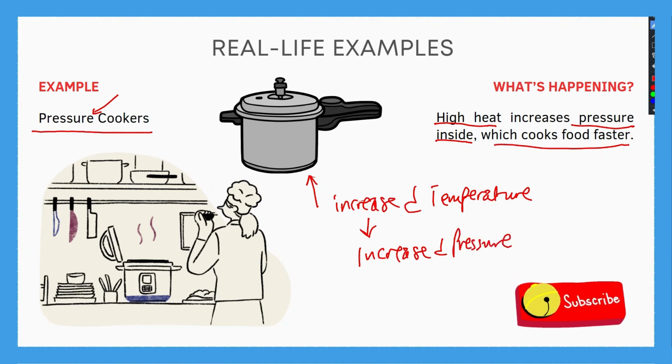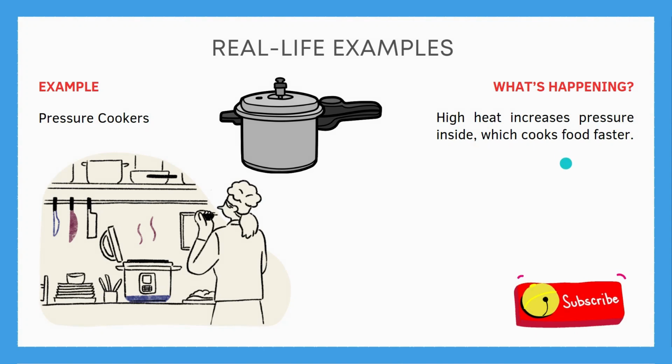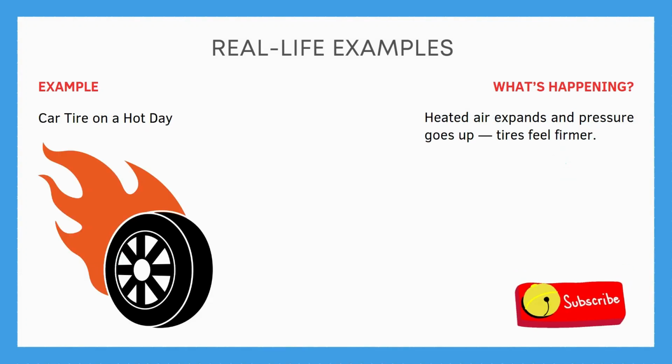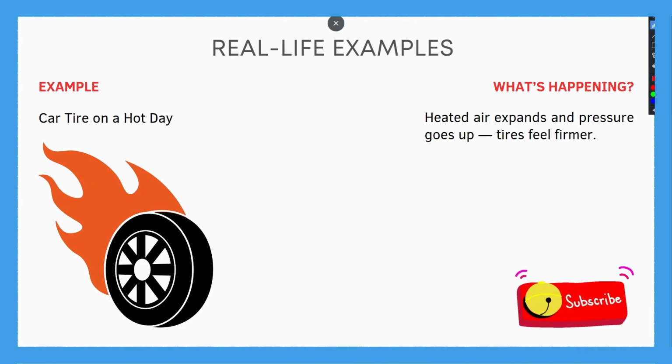It makes our food to get done easier and faster. So now the third example that we want to talk about under the Gay-Lussac's law is the example of your car tires on a hot day.